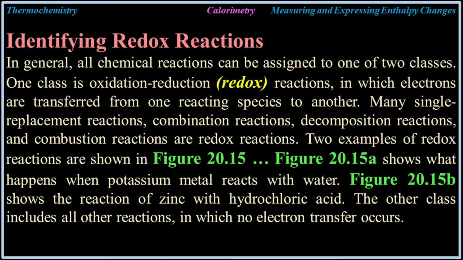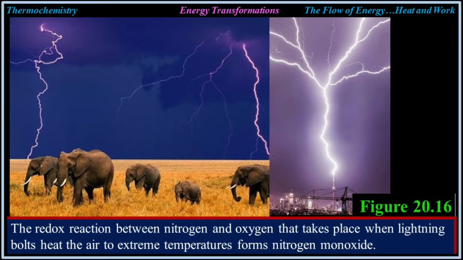Figure 20.15a shows what happens when potassium metal reacts with water. Figure 20.15b shows the reaction of zinc and hydrochloric acid. The other class includes all other reactions in which no electron transfer occurs. The redox reaction between nitrogen and oxygen takes place when lightning bolts heat the air to extreme temperatures, forming nitrogen monoxide.